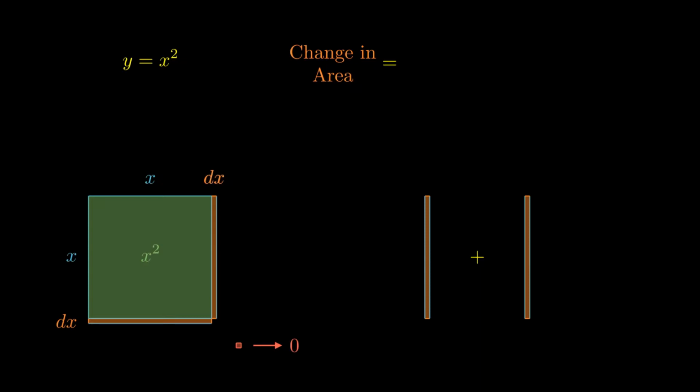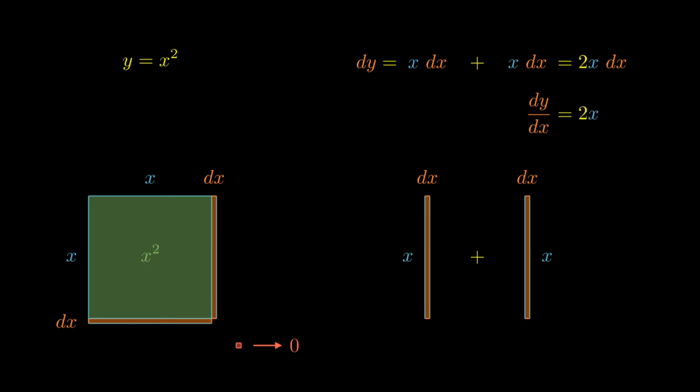The tiny width is of course dx, the long height is just the x value, and so each strip has area x dx, which when added together gives 2x dx. Remember, this resulting change in area is exactly what dy measures. And so from this, we recover the thing we got before, that dy/dx is 2x.